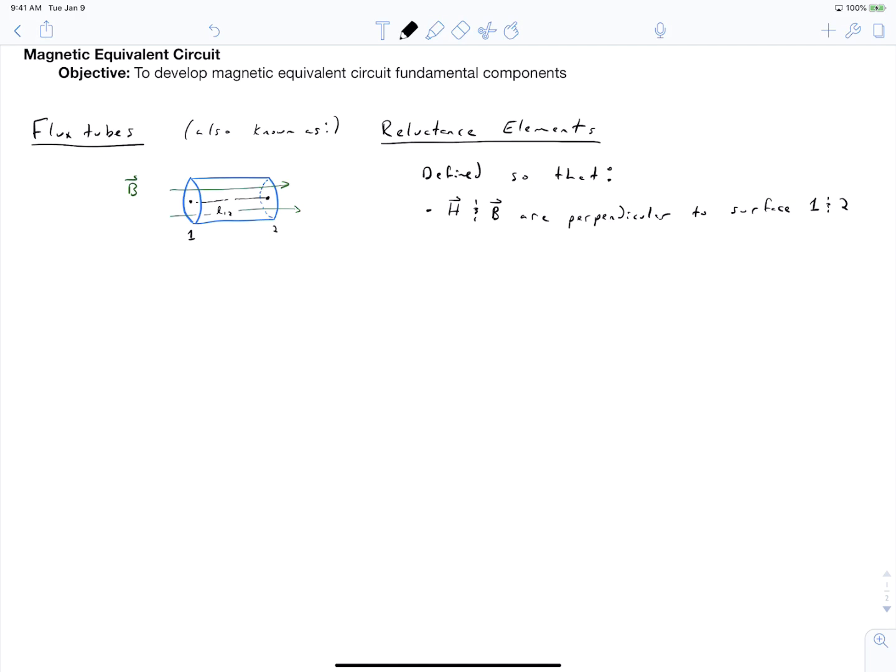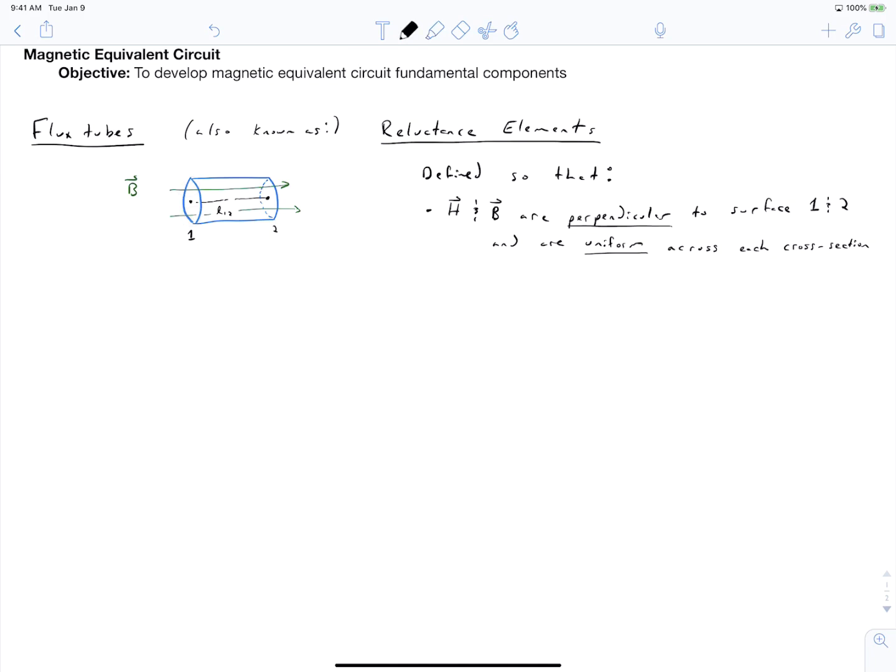And we'll talk more about identifying where flux tubes lie within a surface later. But let's just assume that we've identified that path right now. And what does it mean to have a flux tube? So H and B are perpendicular to surfaces 1 and 2. And we're also going to assume or define our flux tube so that H and B are uniform across each surface. So that means that the B field you have up here is the same as the B field you have down there. The whole surface is uniform.